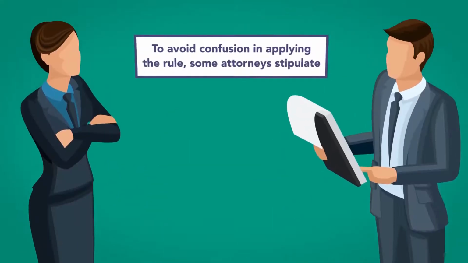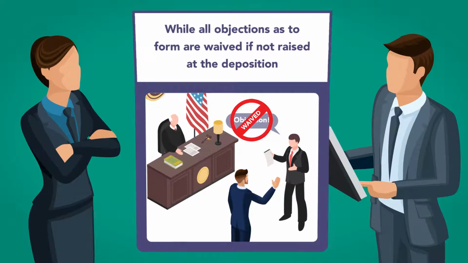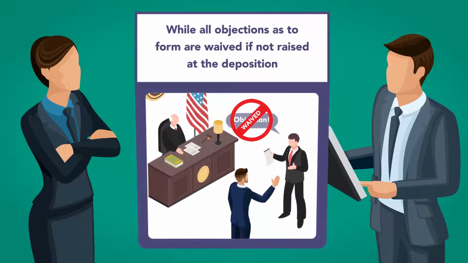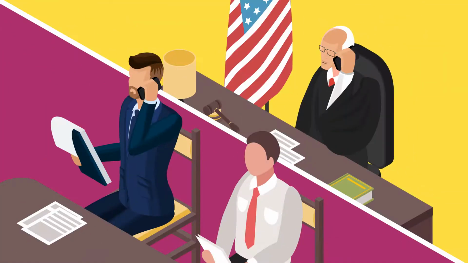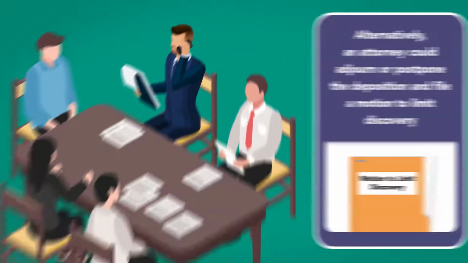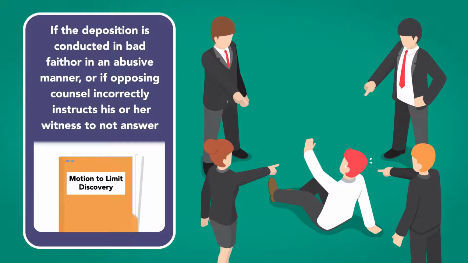To avoid confusion in applying the rule, some attorneys simply stipulate that all objections as to substance are preserved, while all objections as to form are waived if not raised at the deposition. Although judges are not present at depositions, it may be possible to get a judge on the telephone to make a ruling on an objection. Alternatively, an attorney could adjourn or postpone the deposition and file a motion to limit discovery if the deposition is conducted in bad faith or in an abusive manner, or a motion to compel discovery if opposing counsel incorrectly instructs his or her witness not to answer.